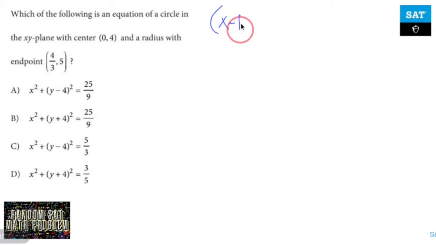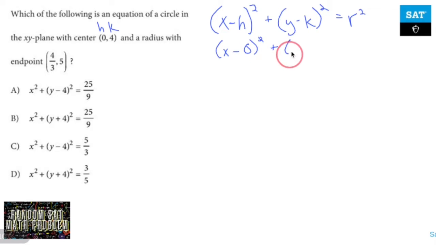This is the equation of a circle, (x minus h) squared plus (y minus k) squared equals r squared. The h and the k represent the center of your circle. So there's my h, there's my k. Okay, so I've got (x minus 0) squared plus (y minus 4) squared, that's going to equal r squared. All right, so I don't need that minus 0 part.